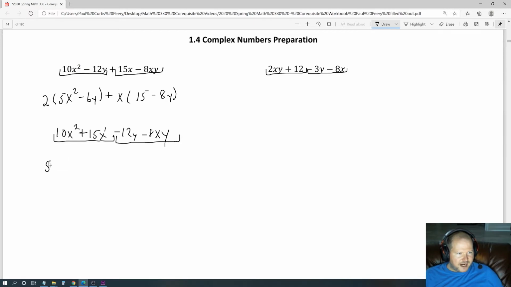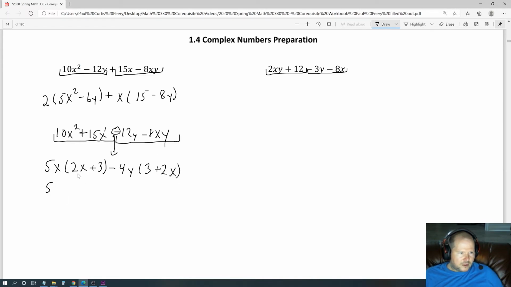So we try to factor a 5 out of a 10 and a 15. We factor an x out of an x squared and an x to the first power. 10 divided by 5 is 2, x squared divided by x is x. 15 divided by 5 is 3, x divided by x just cancels out. Factor the negative out. And let's say out of a 12 and an 8, we factor a 4 out, and out of a y and an xy, we factor a y out. So negative 12 divided by negative 4 is a 3, y divided by a y cancels out. We say negative 8 divided by negative 4 is a 2. And xy divided by y leaves you an x.